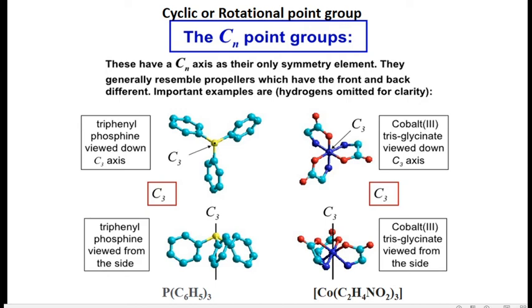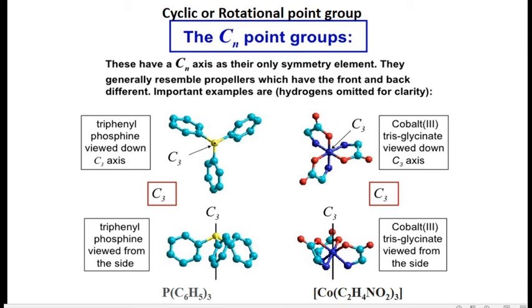So the molecule having a C3 proper axis of rotation, the point group of the molecule is Cn, right? It does not have any other symmetry elements. It does not have a plane of symmetry or center of symmetry, only and only one proper axis of rotation, which is C3, and therefore the point group of the molecule is Cn type. So the point group of the molecule here is C3.